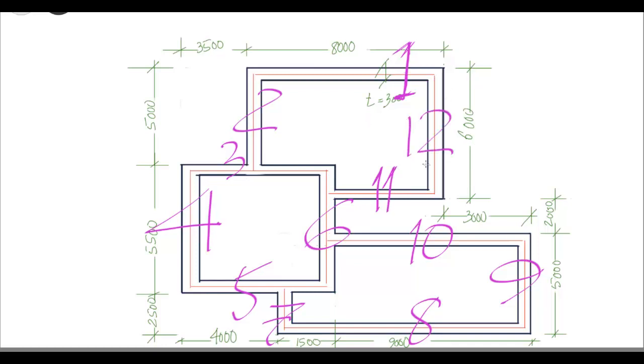So I'll take one piece at a time and calculate the center line, which is this one. Of course, the thickness of the wall is given as 300 millimeters. So let's start with calculating one at a time.